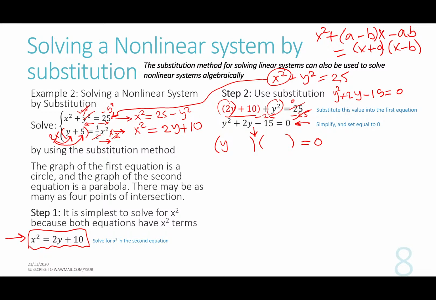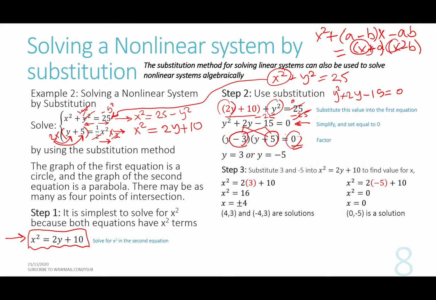Substitution for 3 and minus 5 in the equation. We choose one of the equations and substitute the value of y in it, so we can know the value of x. If we go to the equation x squared equals 2y plus 10, we put in place of y 3 one time, and the second time we put minus 5. So the first time is 3, 2 multiplied by 3 is 6, 6 plus 10 is 16.